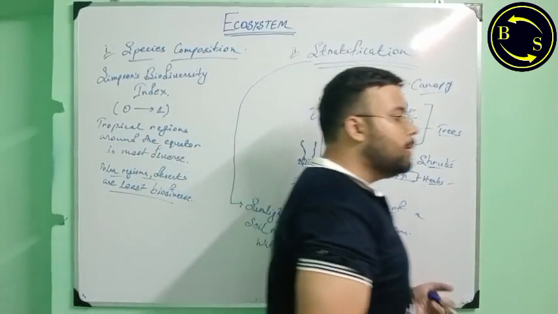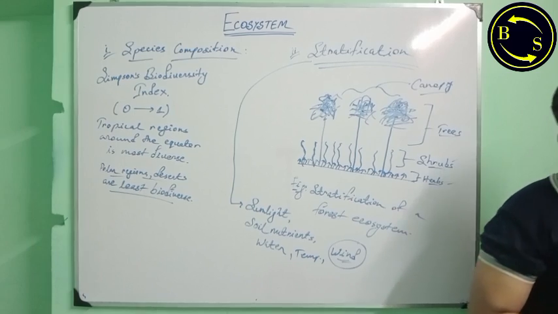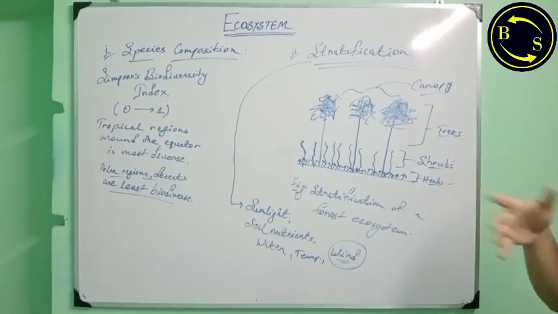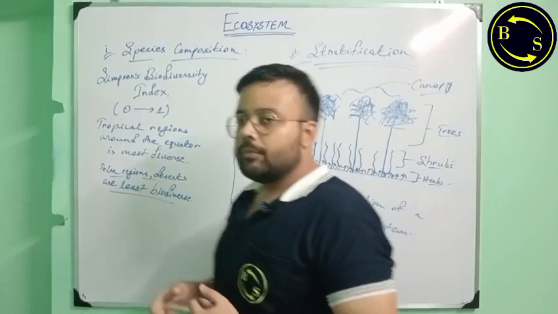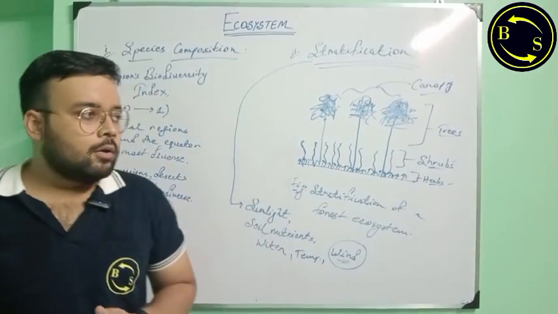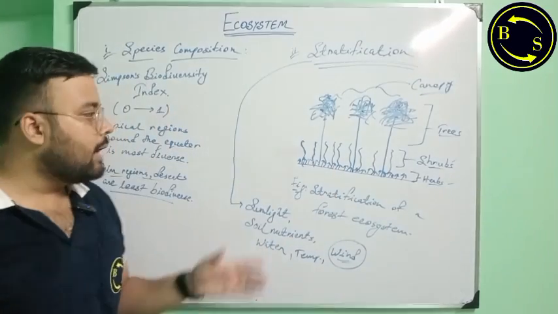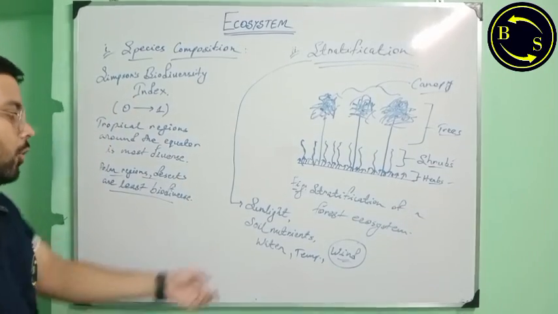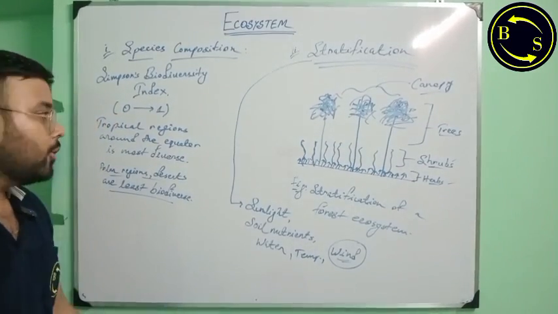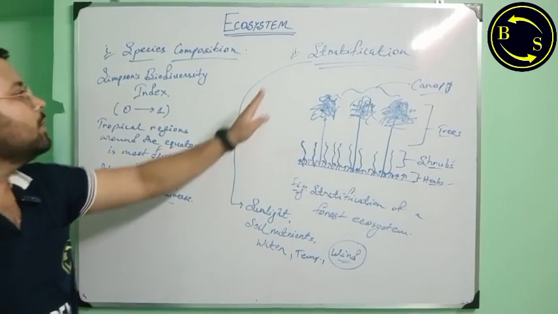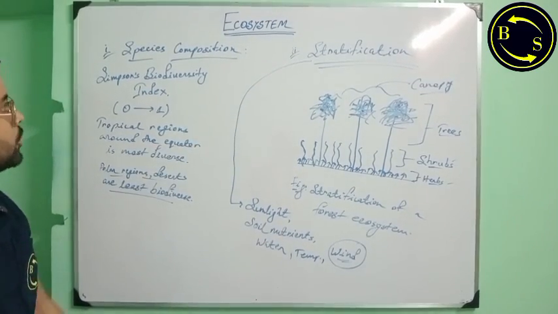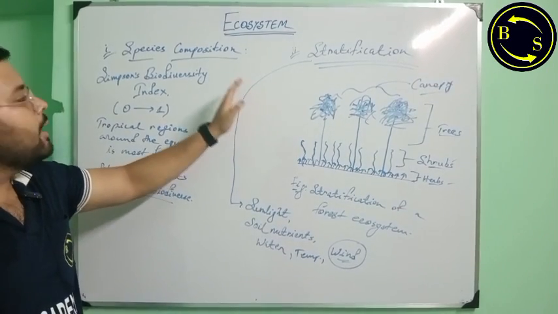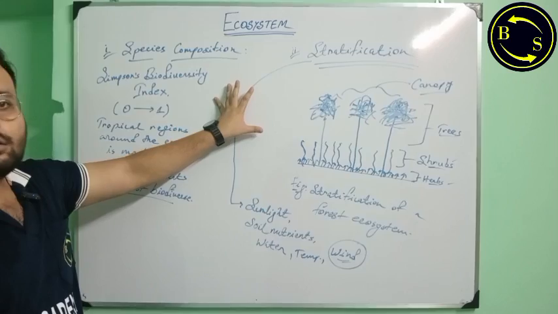So wind pollinated plants, be it herbs, shrubs or trees, they arrange their flowering parts in such a way so that air currents can pass through them and carry their gametes, carry their pollens. So wind also plays an important part. Wind is also an important abiotic component that plays an important part in the stratification of an ecosystem. So species composition and stratification are two common features found in all ecosystem present on earth.